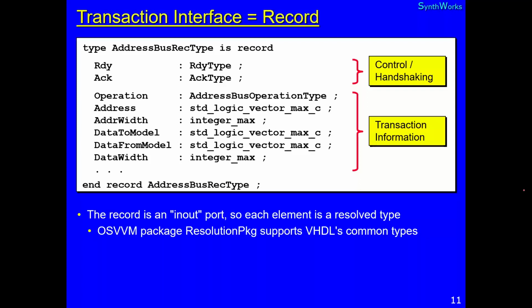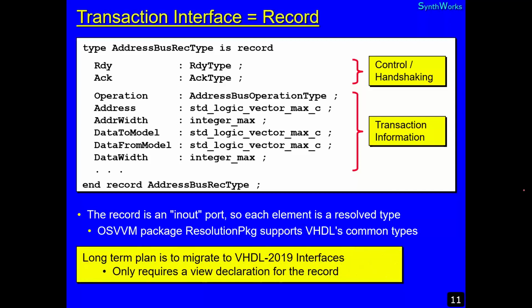So the fancy part is the record port is inout. So each element here has to be a resolved type, and we've defined those resolved types in OSVVM's resolution package. And this supports all of VHDL's common types. So beyond just std_logic_vector, we can put integers, time, and that sort of thing into our interface record here. Our long-term plan is to migrate to VHDL-2019 interfaces, but VHDL-2019 interfaces are a layer on top of records. So it's a very, very minimal change. The only thing we have to do is add a view declaration for our record.